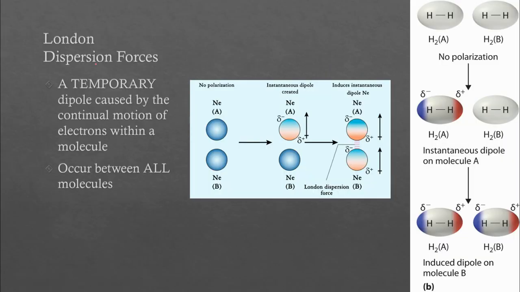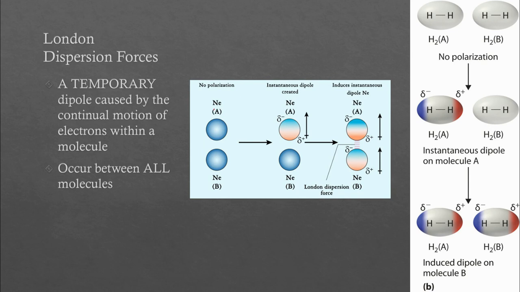And so again, it is a temporary dipole because the electrons are moving continually, and at some point they might be more concentrated on one side of an atom or on one side of the molecule, and therefore a dipole is formed, and then that can induce a dipole on a second atom or a second molecule. And these occur between all molecules. So every single molecule, polar, nonpolar, any molecule has London dispersion forces.